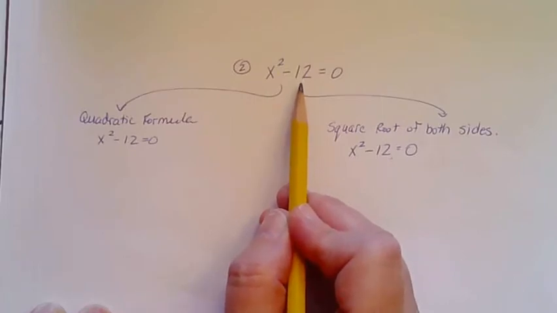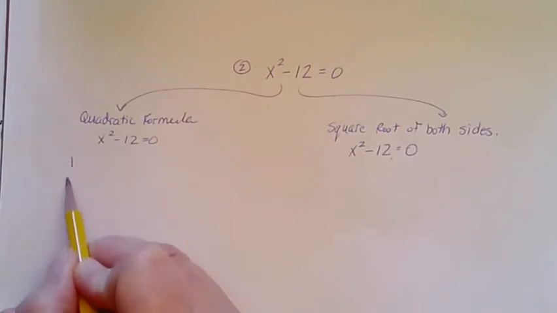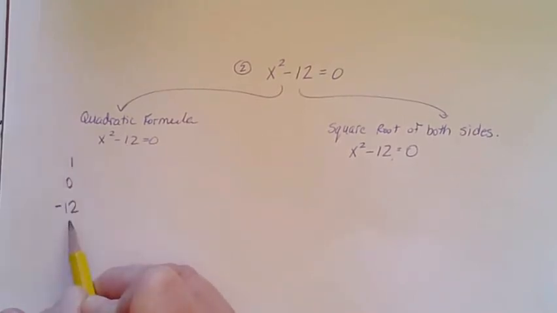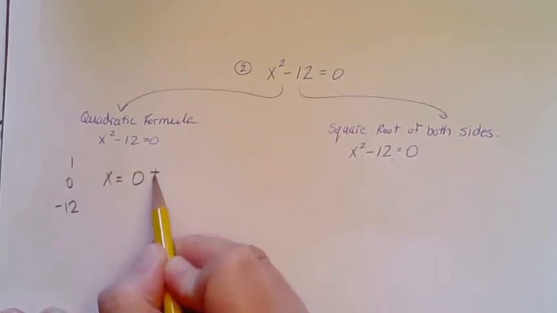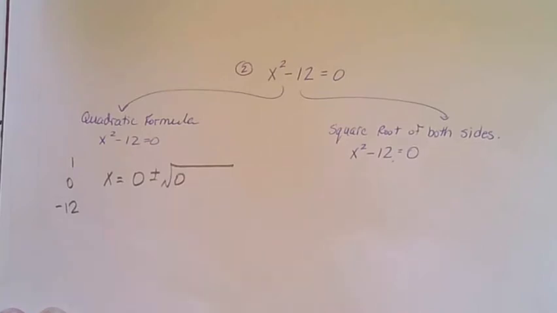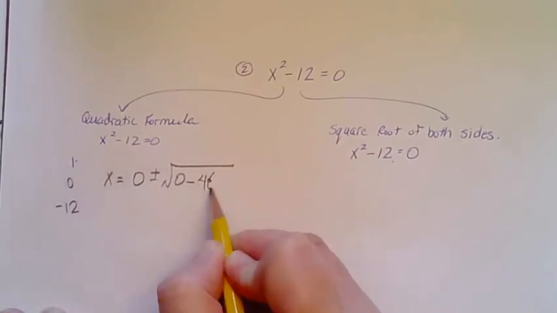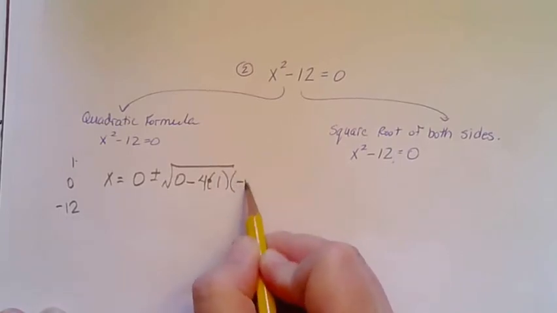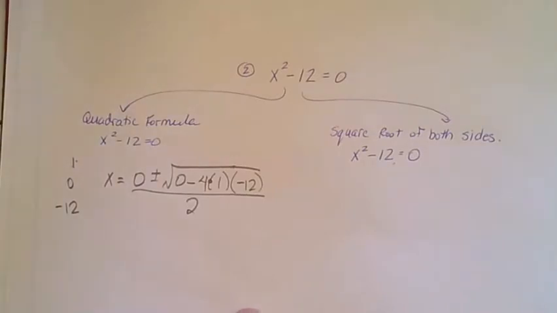Worked great with 16, doesn't work great here because that's 12. So we're going to use the quadratic formula. 1, 0, and negative 12 are my A, B, and C. X equals 0 again, plus and minus the square root of b squared, minus 4 times A, and we'll do parentheses, and negative 12 again. Okay, all over 2A, which is 2 times 1.